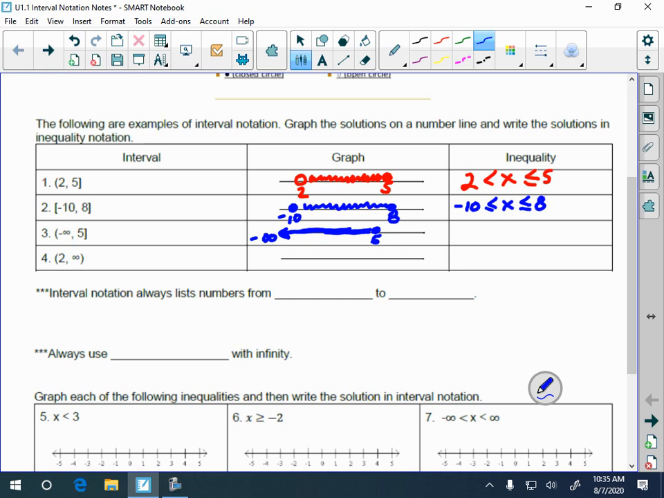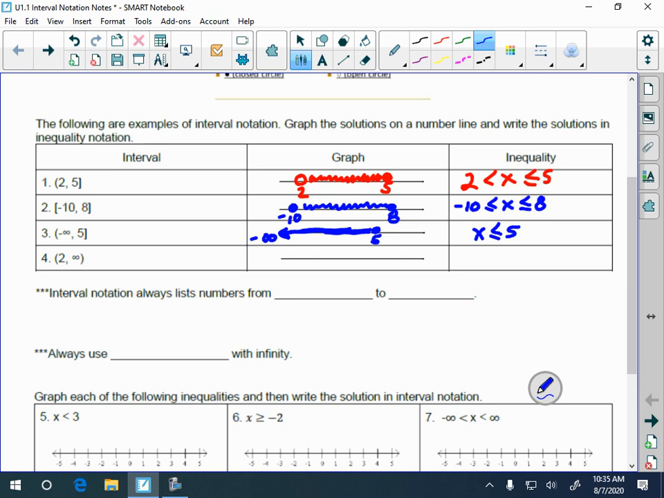So the way that we write an inequality when there's infinity involved, it says everything that's less than 5. So we're going to say x is less than or equal to 5. Anything less than or equal to 5 is a solution, or shaded on this number line.